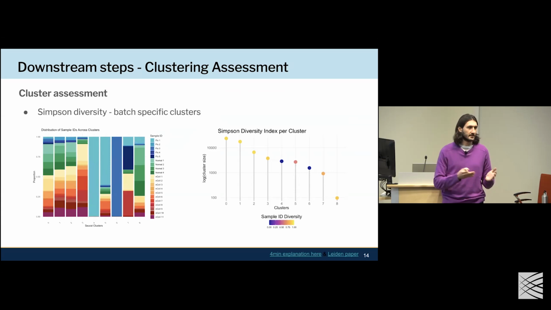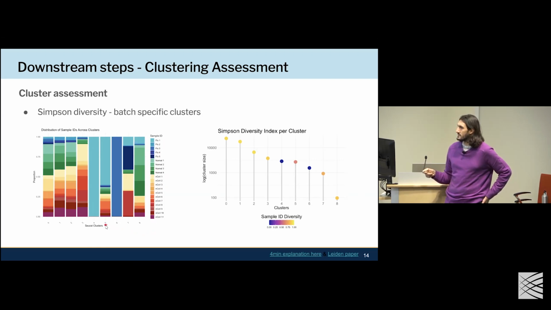There's no clear answer. I think biology is ultimately the main driver of this decision, but we can use some metrics. And here I'm talking about two of the metrics that we tend to use. Let's say we have our clustering done, and each column here is one of the clusters. And here we have our samples. We have our flu samples in blue, our normal samples in green, and our COVID samples in red.